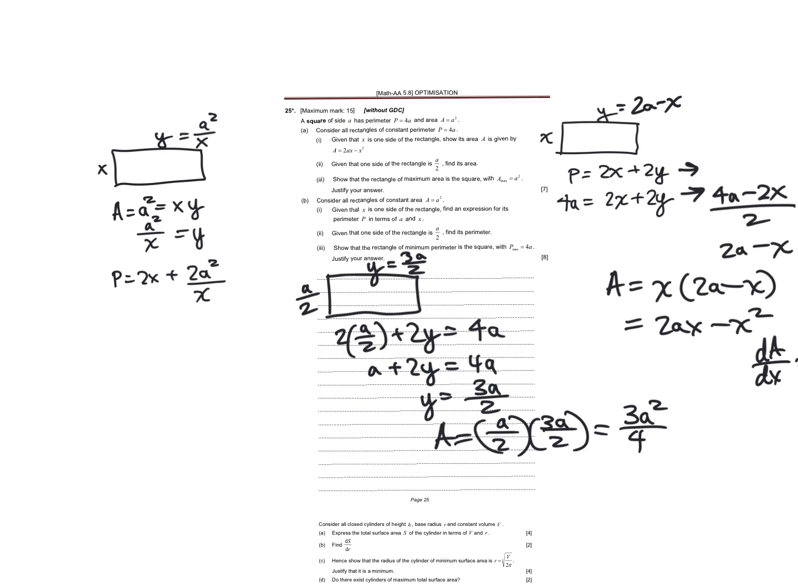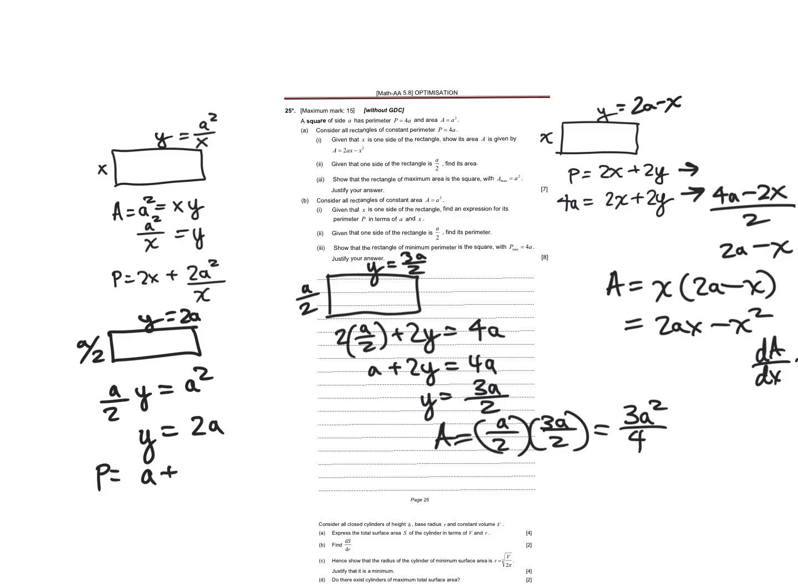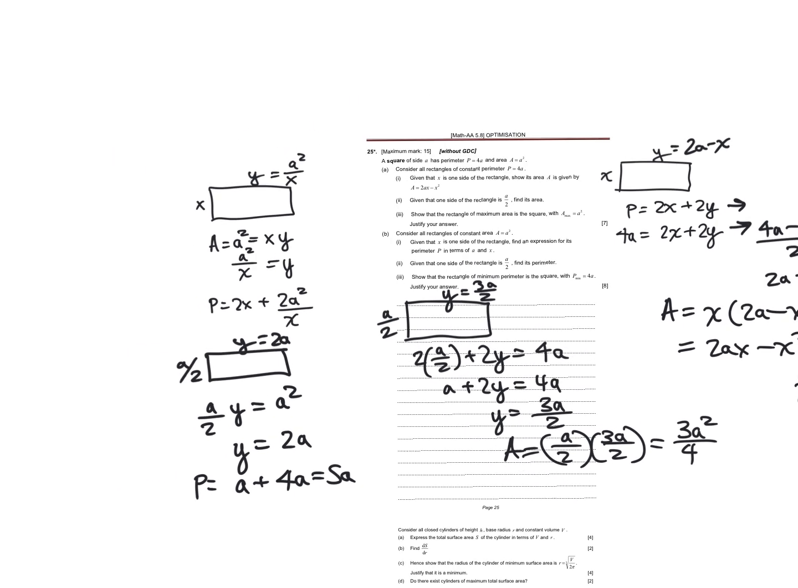And then given one side is a over 2, so we have a over 2 and y. So a over 2 times y is a squared. So y is going to be 2a. And then the perimeter is twice a over 2, which is a, plus twice 2a, which is 4a, so 5a. And now we want to show the rectangle of minimum perimeter is the square.